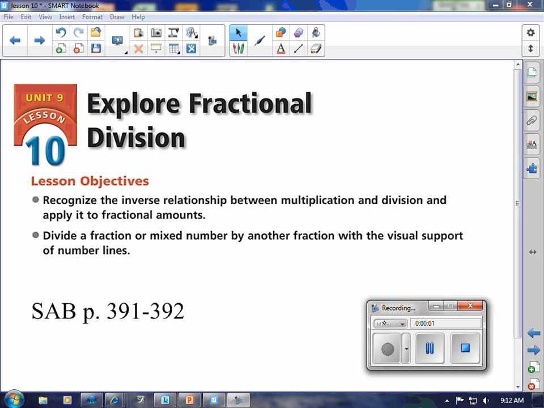Okay, today we're doing Unit 9, Lesson 10. We're just going to talk a little bit more about dividing with fractions and understanding the inverse relationship between multiplication and division when we work with fractions. So we're going to divide a fraction or a mixed number by a fraction or another mixed number. You need SAB page 391 to 392.